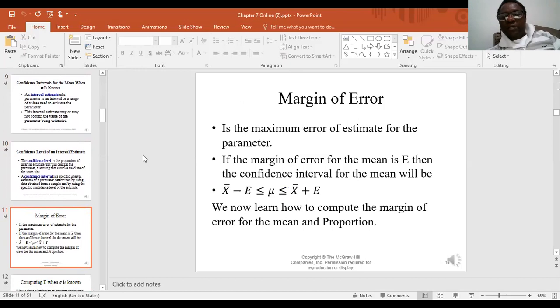So we have two cases. The first case is when the standard deviation of the population is known, and the second case is when it is unknown. In both cases, we first compute the margin of error, which is E, and then subtract it from the sample mean and add it to the sample mean to have the lower and upper values of the population mean.